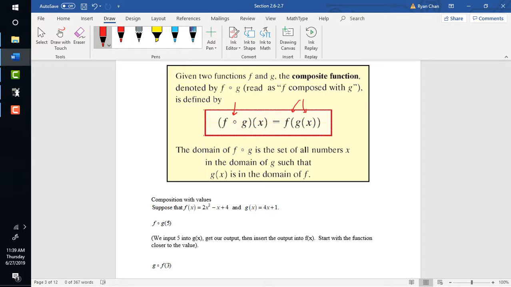But if you see a middle circle between f and g, that's a composite, or you can see a set of parentheses, so it's parentheses after the f and the parentheses g, and you have an x inside. So what does this mean? Let me go to this problem right here.